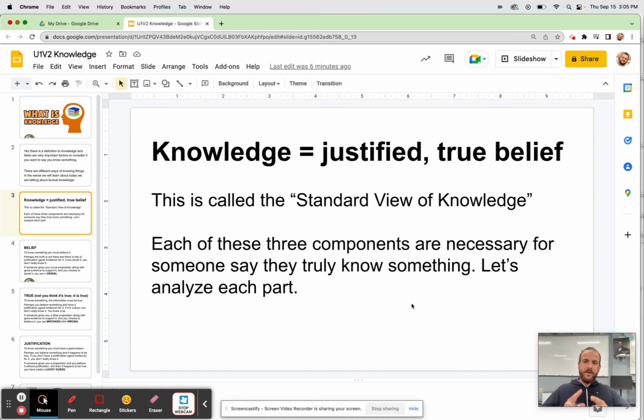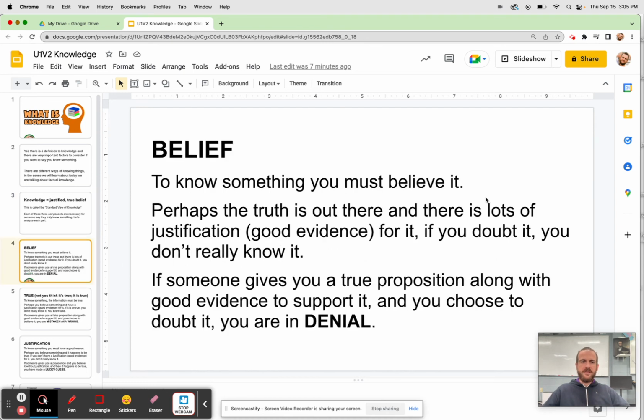Each of these three components is necessary for someone to say that they truly know something. So we're going to quickly analyze each part and then put them all together and see how it relates to knowledge. So let's start backwards. Let's go with belief. So what is belief? Belief means that you believe something, that you actually trust or have faith that it is true. Perhaps the truth is out there and there is a lot of justification. There's a lot of good evidence for it. If you doubt it, you don't really know it.